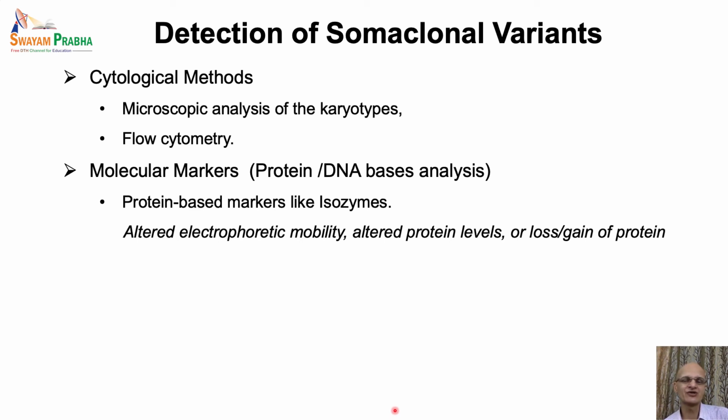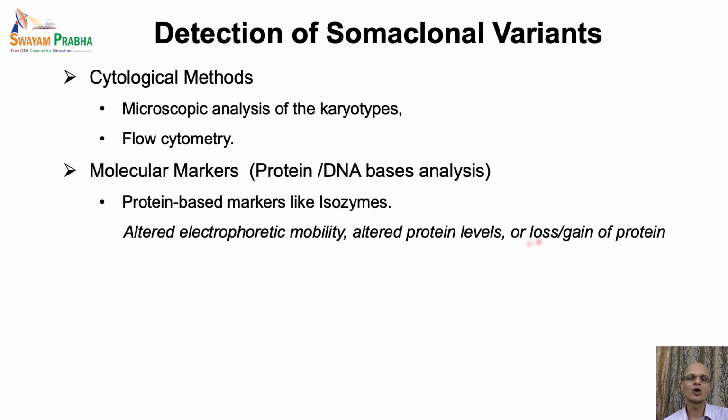Usually the electrophoretic banding patterns are studied and compared with the control groups. Three types of differences or changes are usually observed in these electrophoretic banding patterns. Number one is the altered electrophoretic mobility. That is, the change in the mobility of any particular protein or enzyme is recorded. Second is the altered level of the particular protein. That is, the change in the expression level or the accumulation of a particular protein. It may increase or decrease in the variants.